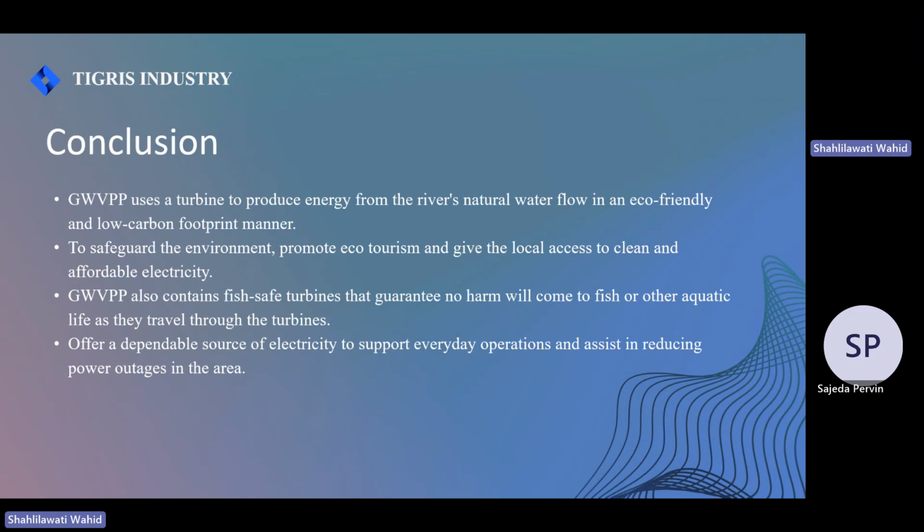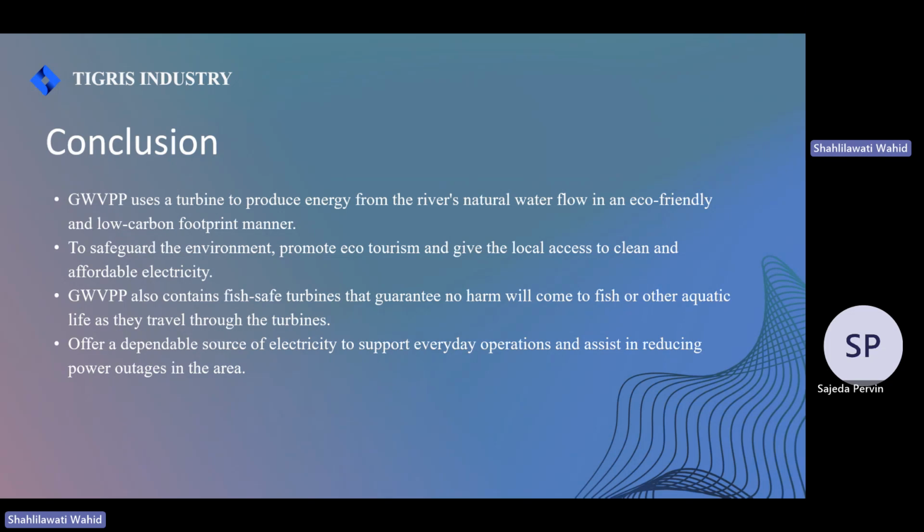And now in conclusion, our GWBP uses a turbine to produce energy from the river's natural water flow in an eco-friendly and low-carbon manner. To safeguard the environment, it will also promote ecotourism and give the locals around the river access to clean and affordable electricity. It also contains fish-safe turbines to ensure that no species of fish will be harmed, as they might get through the debris gate and into the turbine.